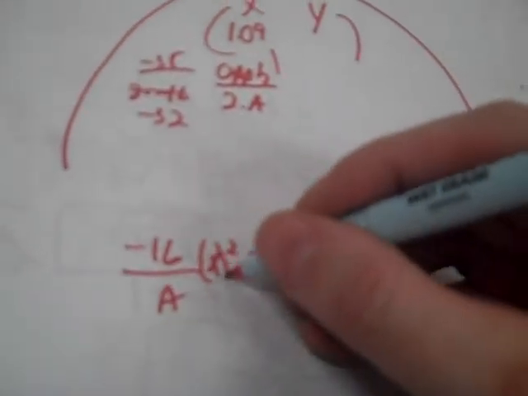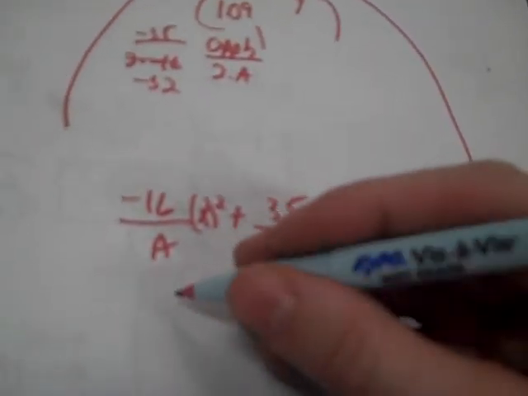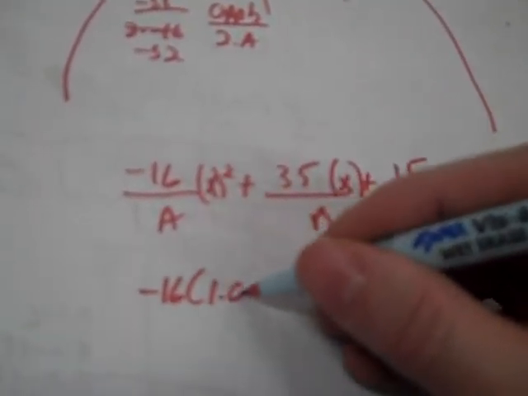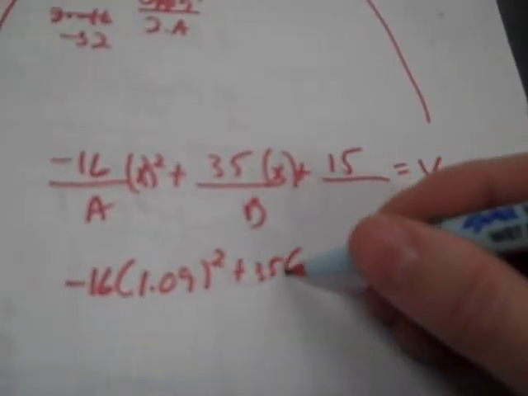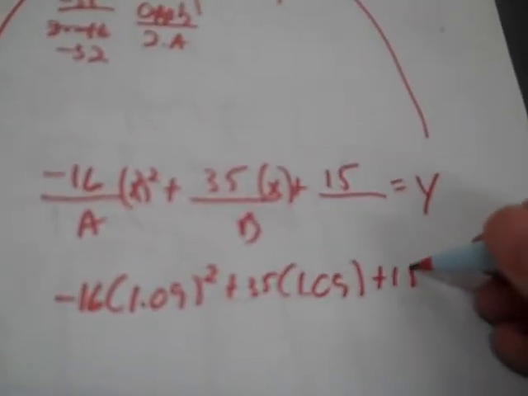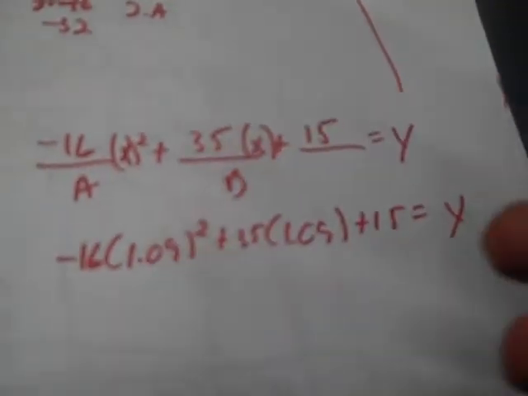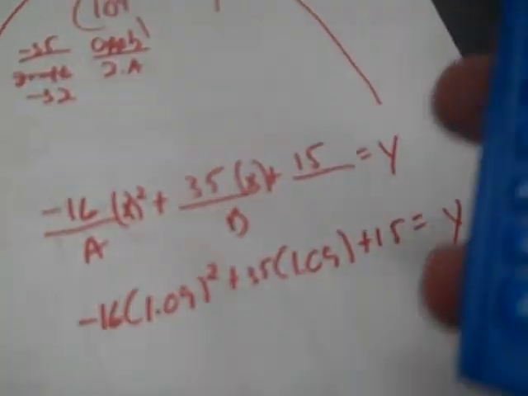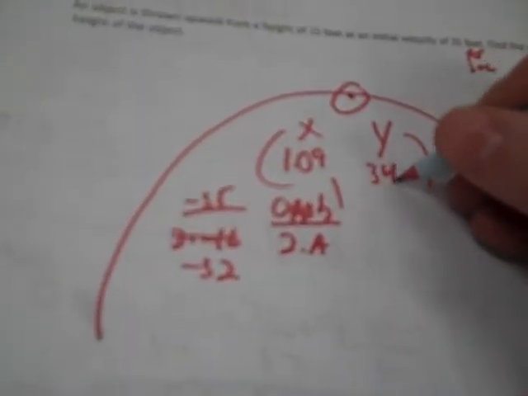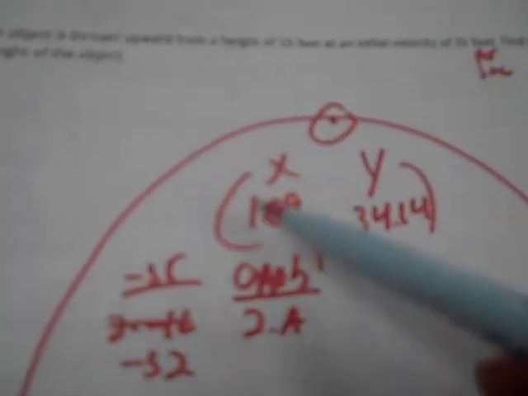Now, to calculate the approximate y-coordinate, we replace those x's with 1.09. And y is just screaming to be solved for with a calculator. Okay, and 34.14, and that is the maximum height. So again, x is the seconds it took to get to that, and then 34.14 is your height.